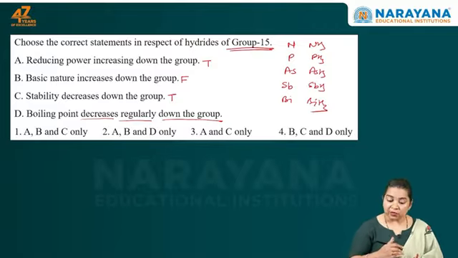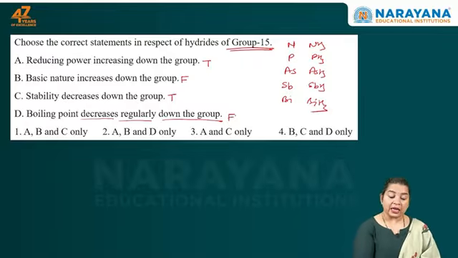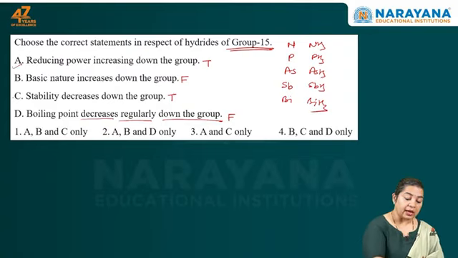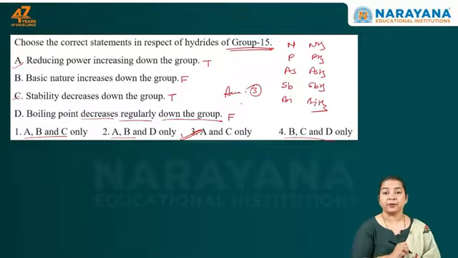So, that is a false statement. Now, let us see the correct statements we are left with, A and C. Searching the options A, B, C. No, B is not there. The answer is option number 3.